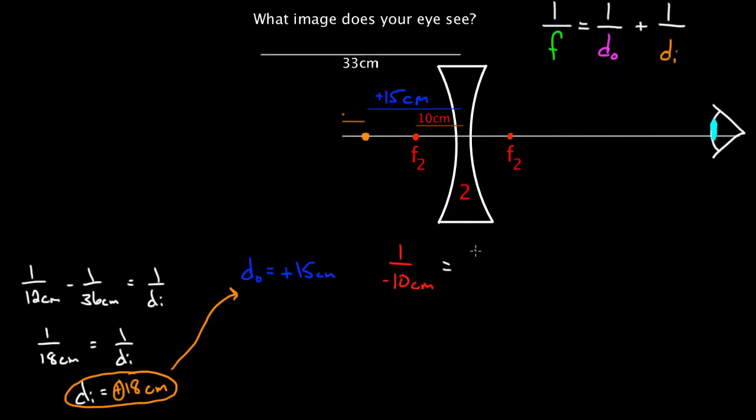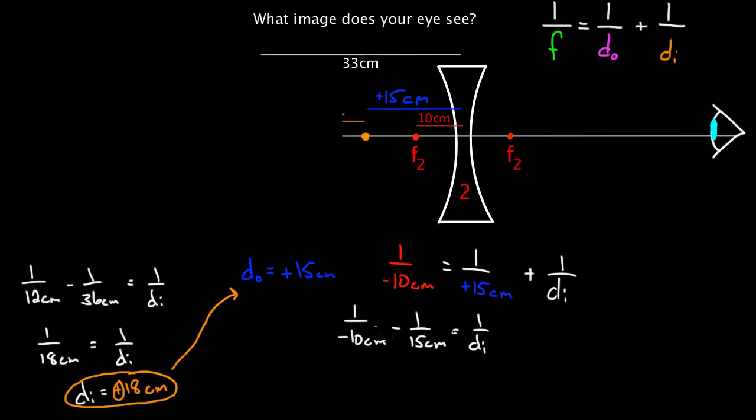Equals 1 over our object distance we just found. It's not really an object. That's okay. It's an image, but this lens doesn't know that. It thinks it's an object. So 1 over positive 15, because it's still on the side that the object was supposed to be on, plus 1 over our image. This is going to be a second image. This is the second image that this lens system is going to create, and so I'll just put DI. All right, so we do the math. 1 over negative 10 centimeters minus 1 over 15 centimeters equals 1 over DI.